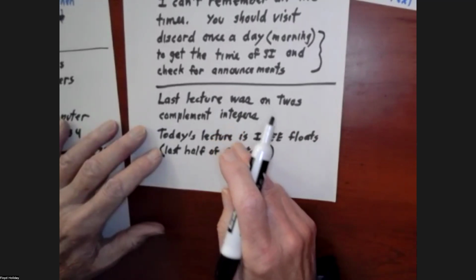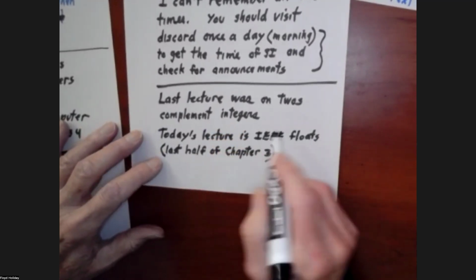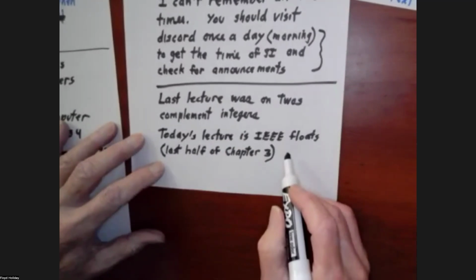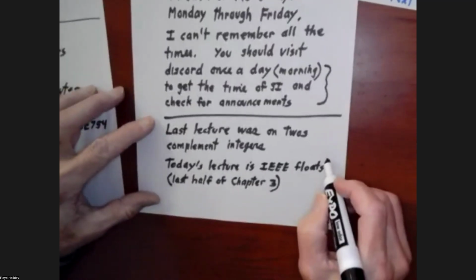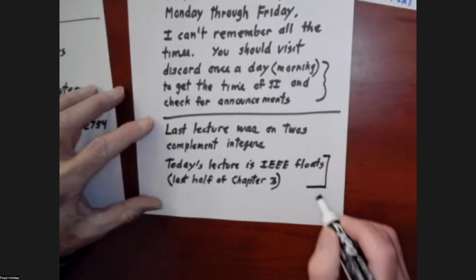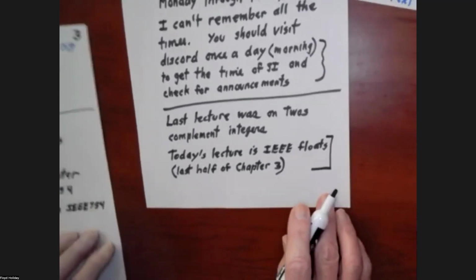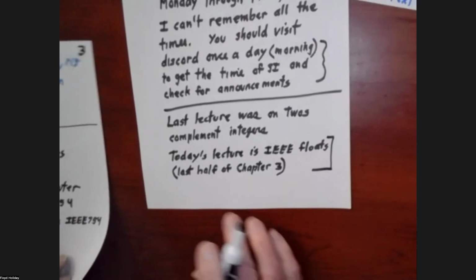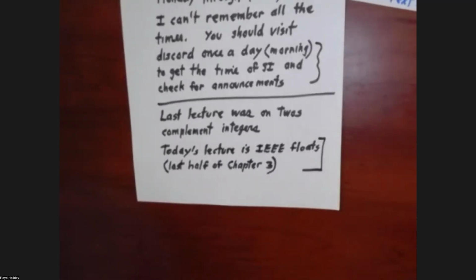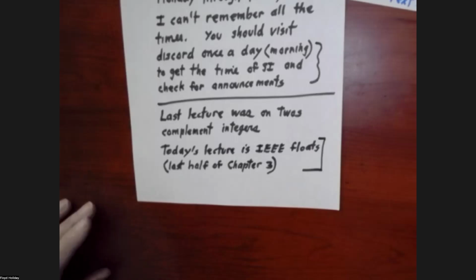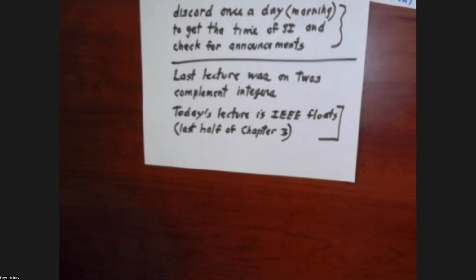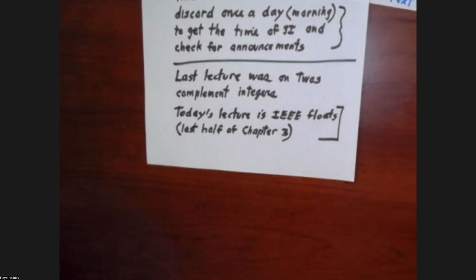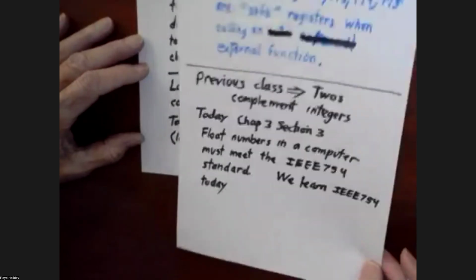Last lecture was about 2's complement integers, but today we move to float numbers. The goal is that you be able to translate decimal floats to IEEE floats and backwards, forward and backwards conversions.